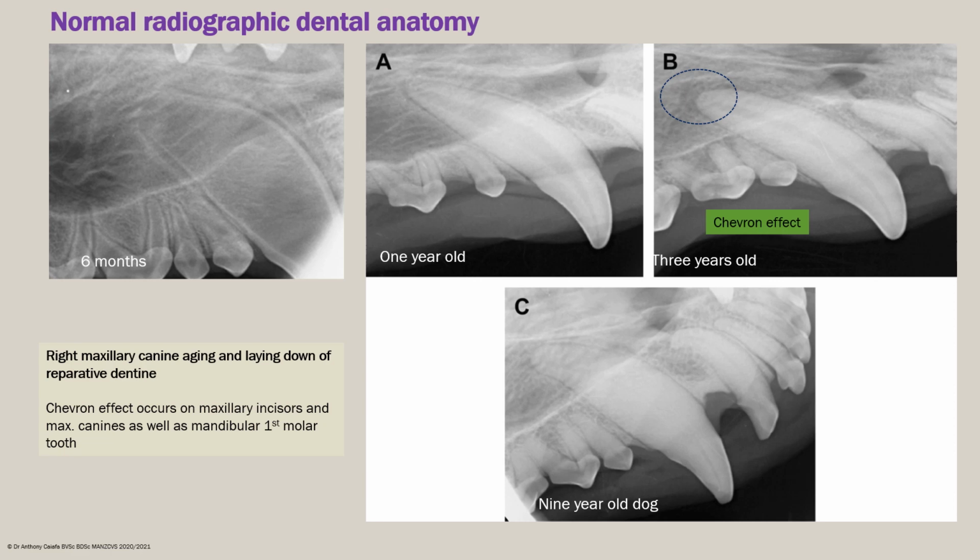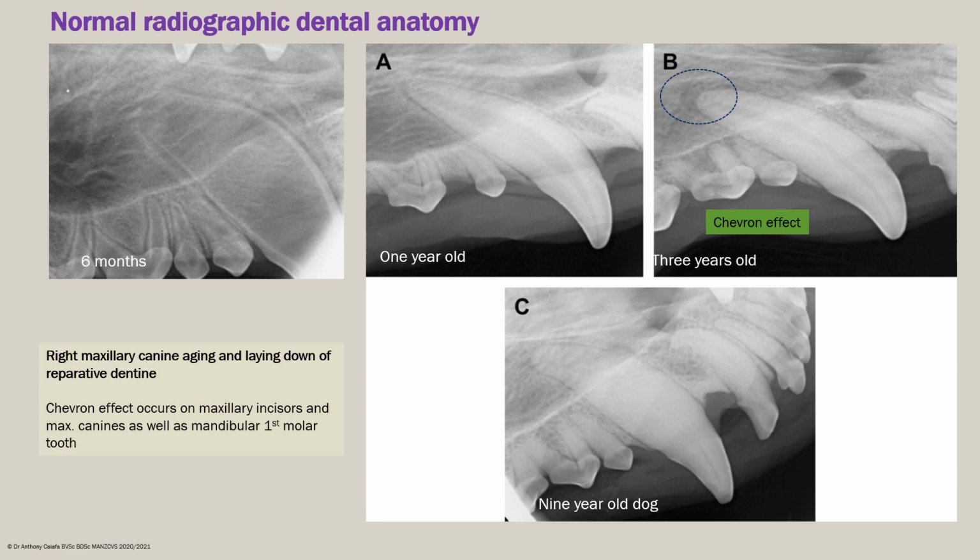If you look at the image on the top left, we have a 6-month-old dog with a developing maxillary canine tooth. And if you look at the image, you can see that the dental walls are quite thin in the root. That's telling us that the tooth is still developing. You can also see that the apex around the end of the root of the tooth is open, and this means that the tooth is immature and still developing. So this tooth is still maturing and will still be erupting into the oral cavity at this age.